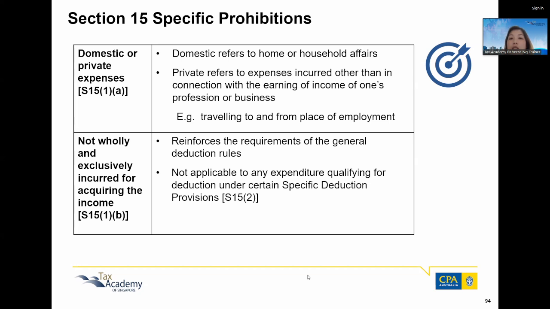So it really mirrors the section 14.1 requirement, right? Section 14.1 says it must be wholly and exclusively incurred in the production of the income, but private expenses are not incurred in the production of income, so they are not allowable for deduction. And section 15(1)(b) also mirrors section 14.1, where it must be wholly and exclusively incurred in acquiring the income. So if the expenditure is not wholly and exclusively incurred in acquiring the income, it's not allowable for deduction. So if let's say the expenditure is for dual purpose, then it's not allowable for deduction. Okay.